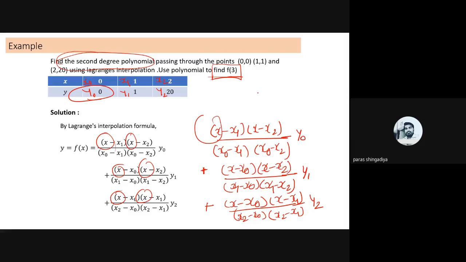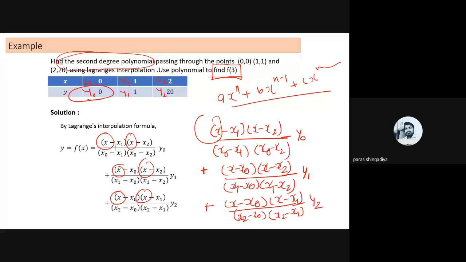What is the meaning of polynomial? Your answer should be a polynomial. Means it should be in this form: ax raised to n plus bx raised to n minus 1 plus cx raised to n minus 2 and so on. This type of polynomial you have to derive in this question, and it will be a second degree polynomial, means the highest power of x will be 2.